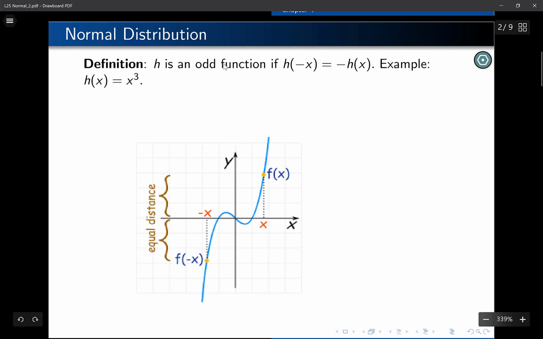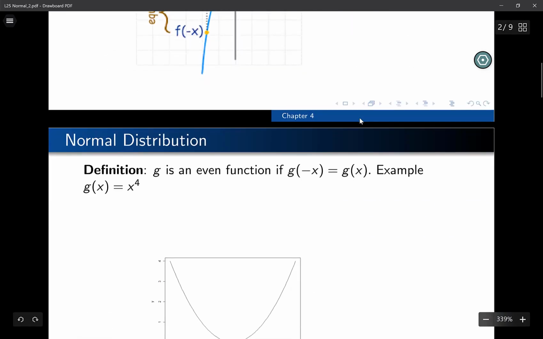So first is that of an odd function. So h is an odd function if h of minus x is equal to minus of h of x. So for example, if we take h of x is equal to x cubed, then we know that minus x cubed is equal to minus of x cubed, right? This relationship holds. That is, h of minus x is minus of h of x. So therefore, this is an odd function.